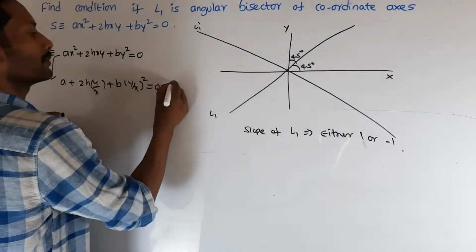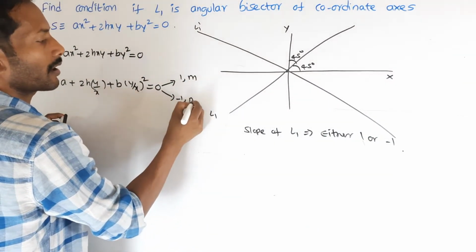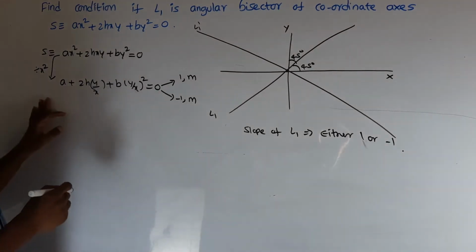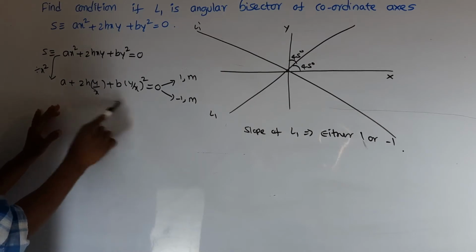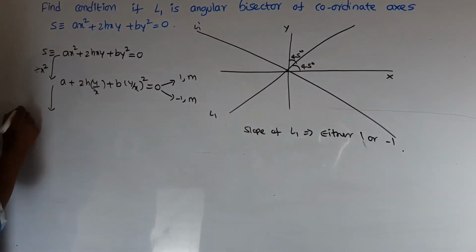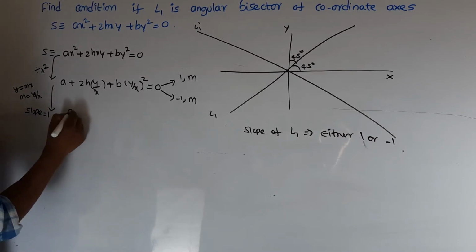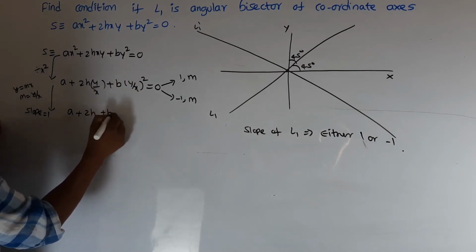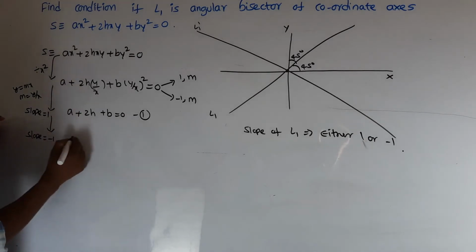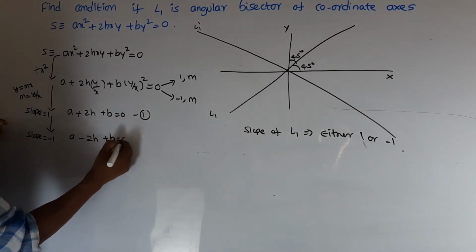Now the slopes are 1 and -1. The combined equation, when divided by x², becomes a quadratic in m, and its roots are the slopes of the given lines, which are 1 and -1. First, slope equal to 1 means y/x = 1, since y = mx and m = y/x. So a + 2h + b = 0, equation 1. Next, slope equal to -1 means y/x = -1, so a - 2h + b = 0. Let us say equation 2.